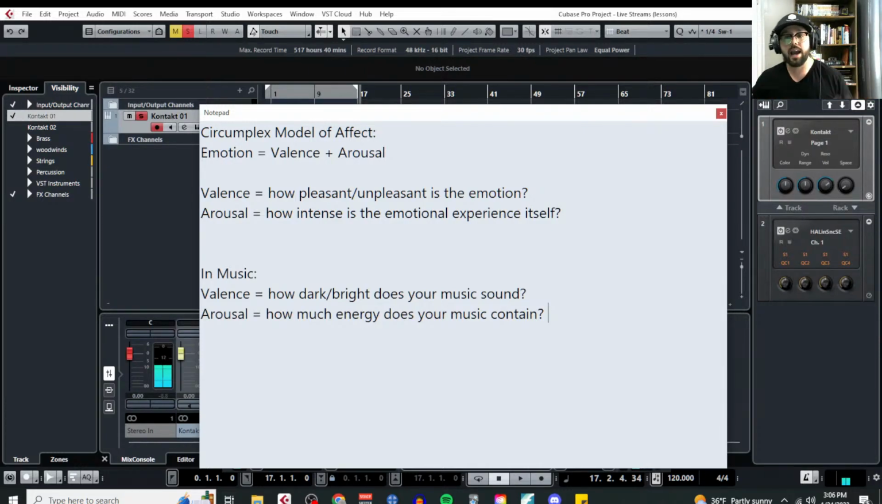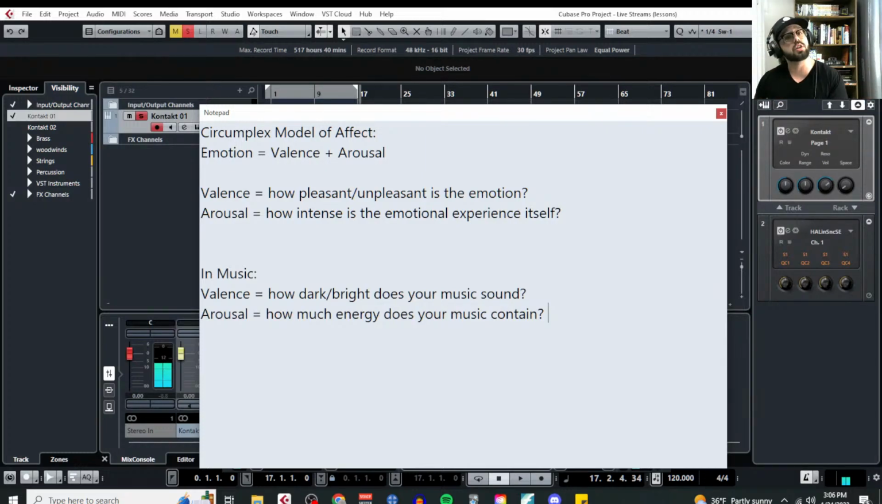And then if you want the energy, you have to think, how intense is this emotion? Basically, how intense do you want the emotional experience to be? Is this you just got bad news that you didn't win the lottery? Or is this you just found out your best friend is in the hospital kind of bad news? But you want to take the time to describe your emotion first. And then if you can have that description, it's significantly easier to try and translate that into music.